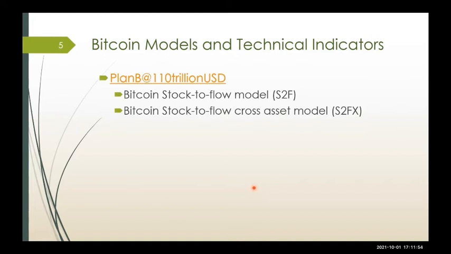I think two popular websites I can find. One is Plan B's website. Plan B is an anonymous, well-known crypto Bitcoin analyst. And he created the famous Bitcoin stock-to-flow S2F model in 2019. And in 2020, he updated his stock-to-flow S2F model to a stock-to-flow cross asset model, S2FX. So his writing is very simple.